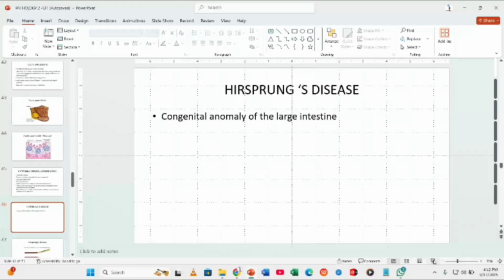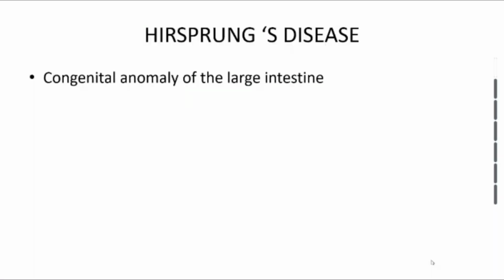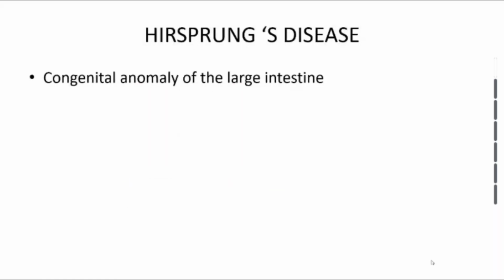So let's look at the congenital anomaly of the large intestine. The incidence is around 1 in 5,000 live births. So if 5,000 children are born, you are likely to have one who has Hirschsprung disease. And it is more common in males. Mostly it occurs due to incomplete migration of neural crest cells.